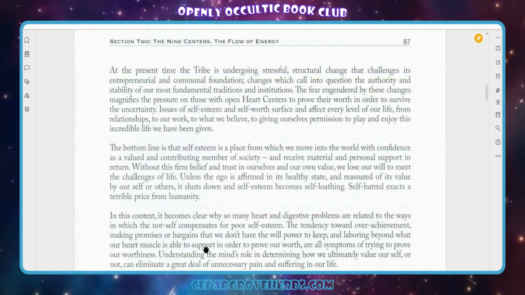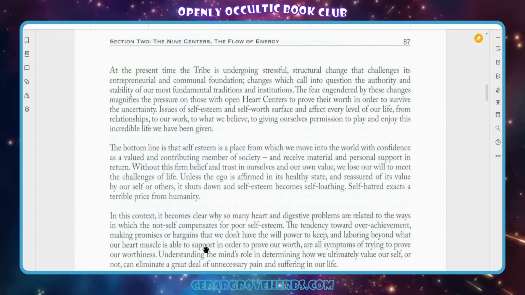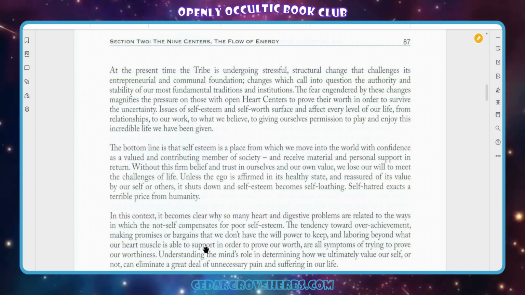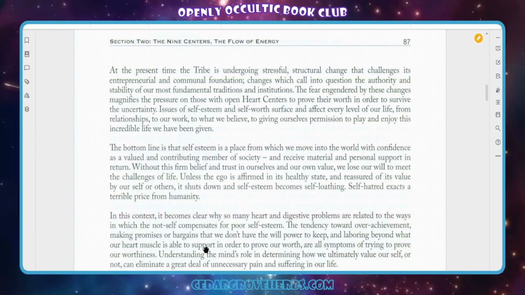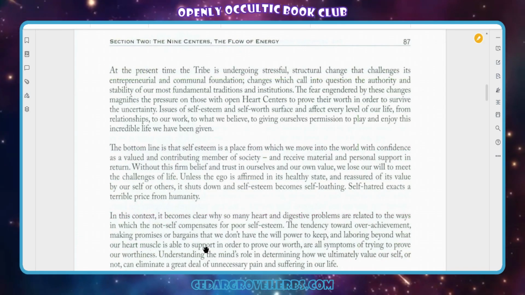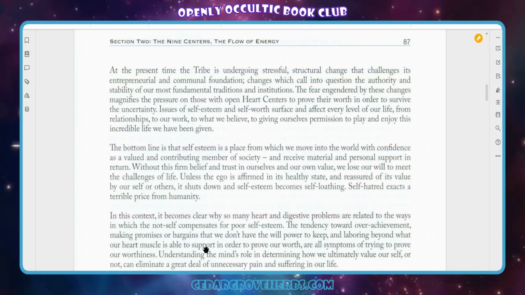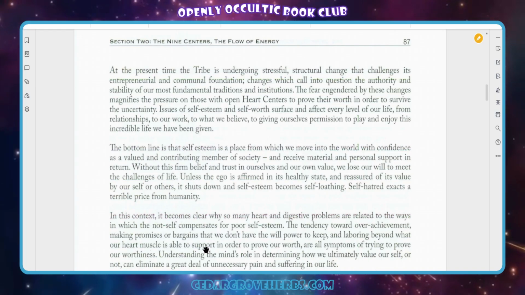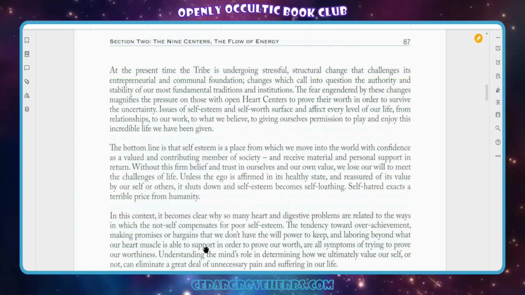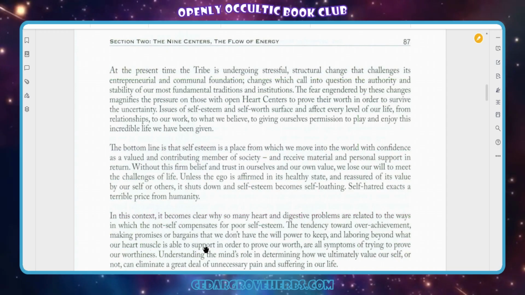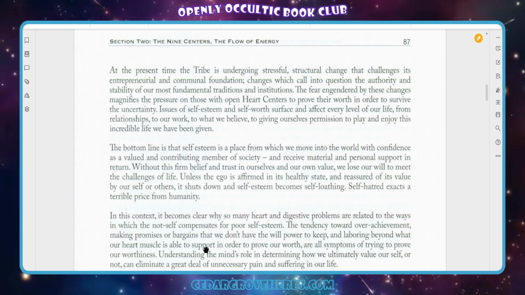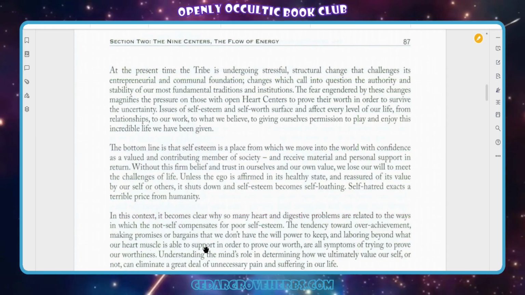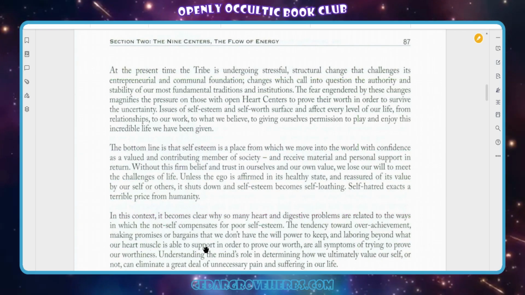Issues of self esteem and self worth surface and affect every level of our life, from relationships to our work to what we believe to giving ourselves permission to play and enjoy this incredible life that we've been given. The bottom line is that self esteem is a place from which we move into the world with confidence as a valued and contributing member of society and receive material and personal support in return.